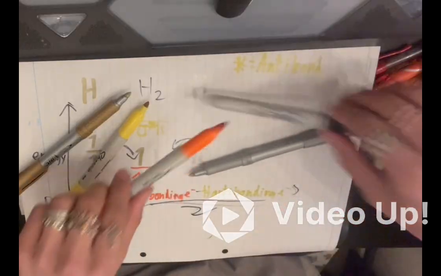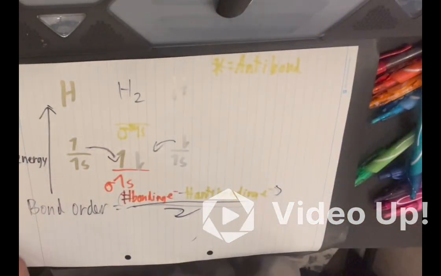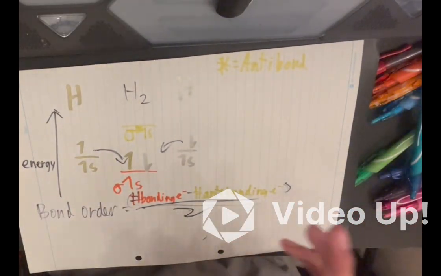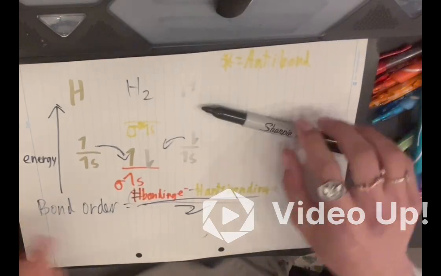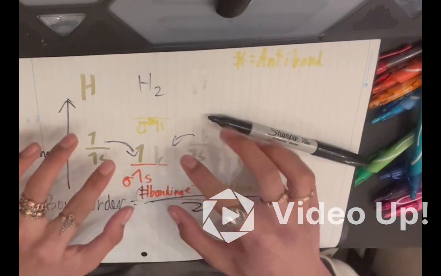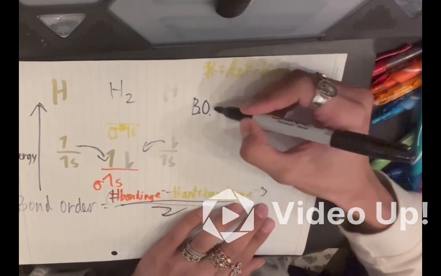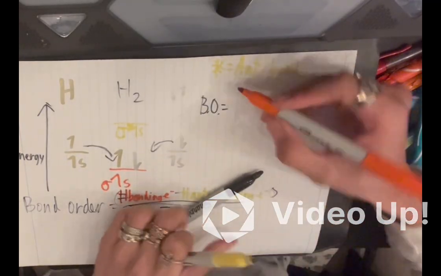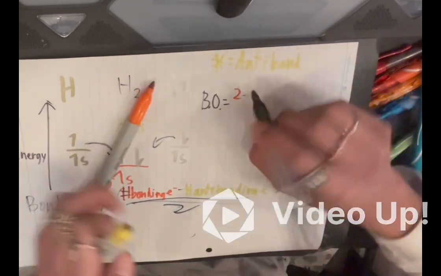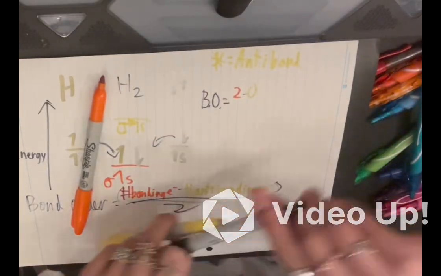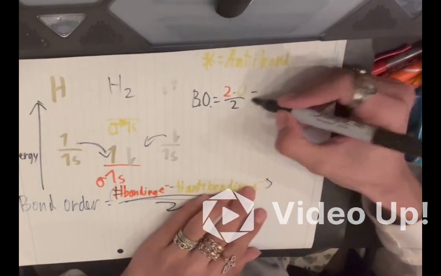And so let's look at hydrogen. They have 2 bonding electrons and 0 anti-bonding electrons. So when we solve for this, their bond order, or their BO, is going to be 2 minus 0 divided by 2. That's going to equal 1.